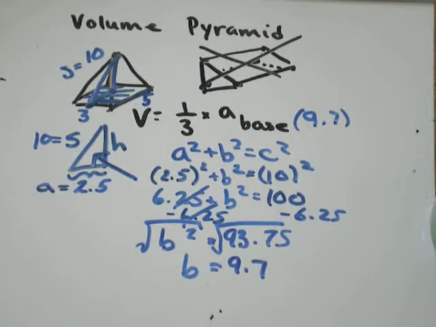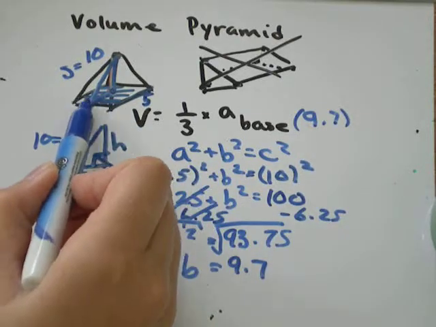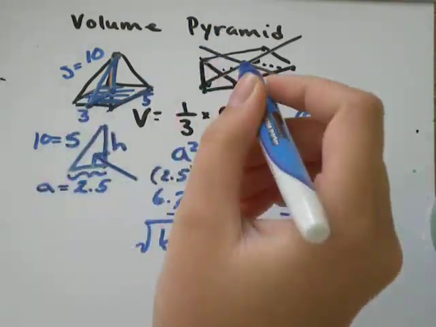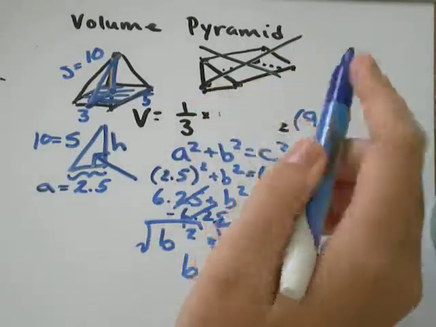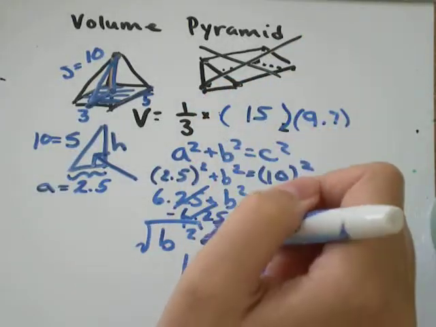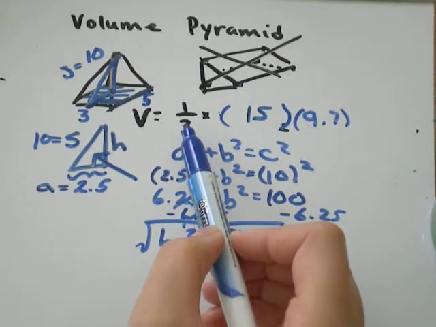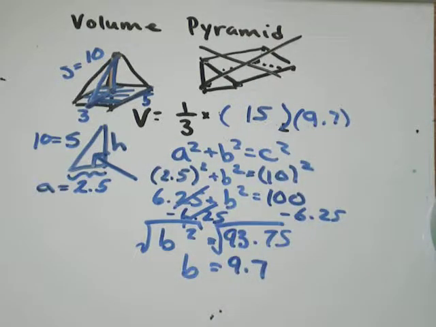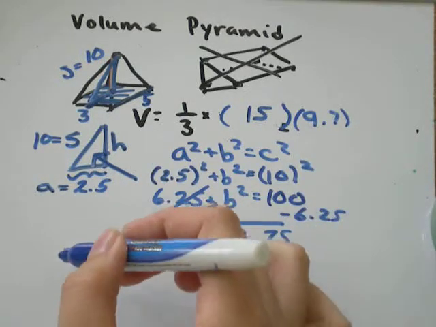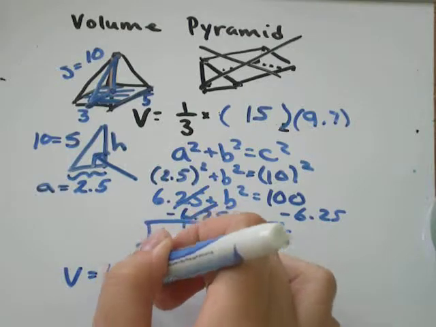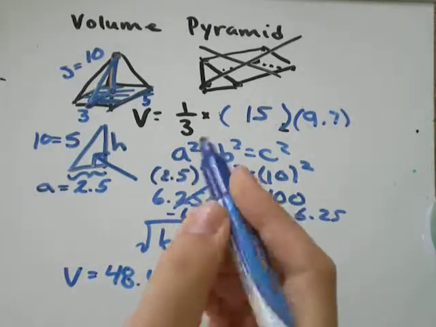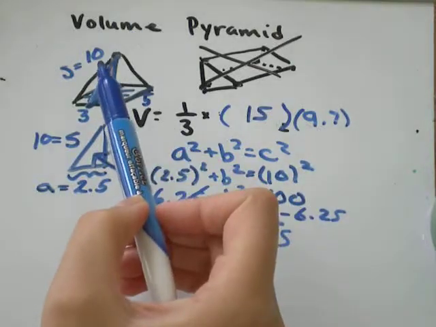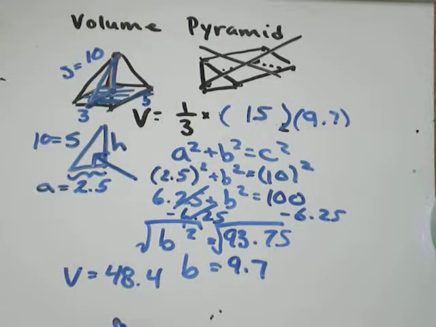The area of the base is length times width. The length is 5, the width is 3. 5 times 3 would be 15. So I'll put 15 up in here. And all I need to do is go 1 divided by 3, which would be the decimal 0.333 repeating, times 15 times 9.7. So when I do that on my calculator, I get that the volume is approximately equal to 48.4. I didn't say my units up here, but let's say the units had been feet, your volume would be in feet cubed. If your units were centimeters, it would be centimeters cubed.